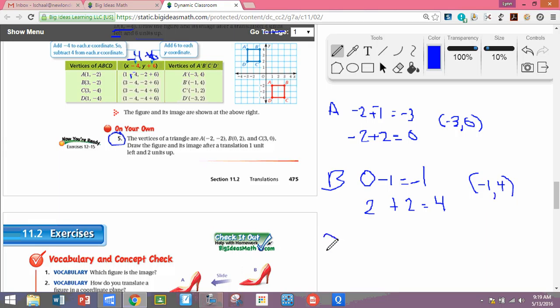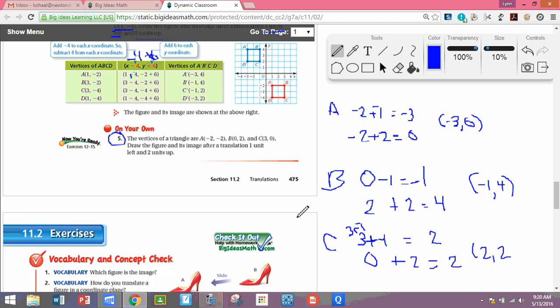And then C is 3 plus a -1. It's really 3 minus 1, but I made it 3 plus a -1. So it started out, I'm sorry, I jumped the gun a little bit. 3 minus 1 is 3 plus a -1. And that then equals 2. And then 0 plus 2 equals 2. So your point then is 2, 2.